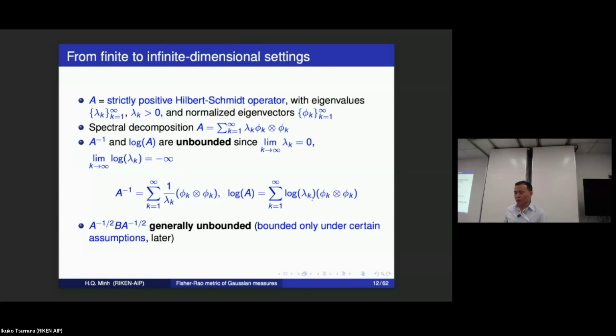So these operators are unbounded. And if we have the expression of A as in the geodesic distance, this expression here is generally unbounded. It can be bounded, but only under certain assumptions, which I will show later on. But in general, it's unbounded.